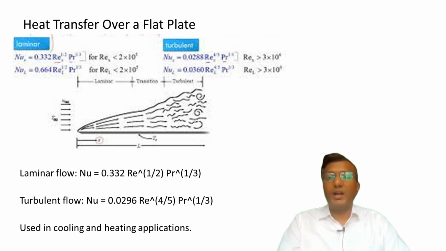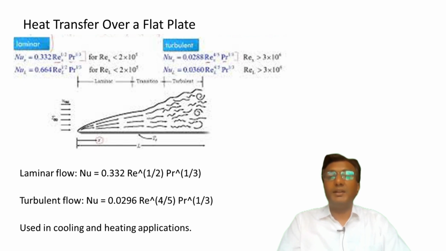For turbulent flow, where Re is greater than 5 times 10 to the power 5, the Nusselt number is given by 0.0296 multiplied by Re to the power 4/5 multiplied by Pr to the power 1/3. These correlations allow us to calculate h, which determines the heat transfer rate via Newton's law of cooling. Laminar flow has a smoother, less efficient heat transfer, while turbulent flow enhances mixing, which increases the value of the heat transfer coefficient h.